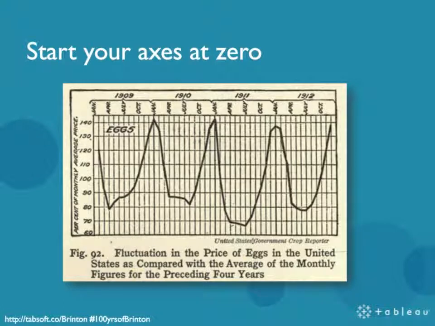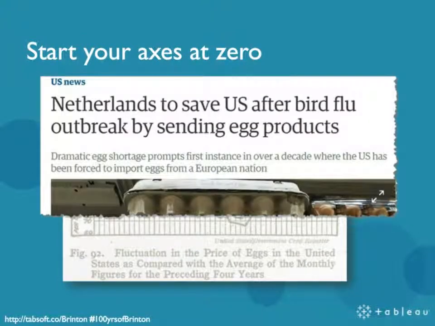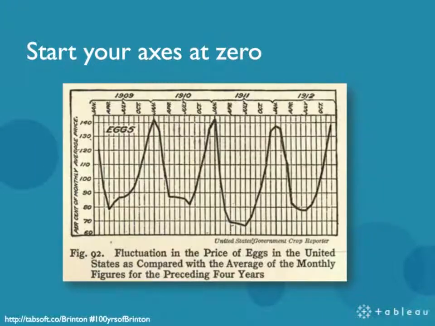This is a chart showing egg prices in the US from 1909 to 1912. You may think egg prices are not a big issue, but as I was preparing this talk a couple of months ago for the first time, I found this headline on the Guardian news site. Netherlands to save US after bird flu outbreak by sending egg products. Yes, egg prices are an issue even 100 years later. And I love this headline because apparently without the egg products, I don't know what would have happened to the US. But just like today, 100 years ago, the egg prices were an issue.